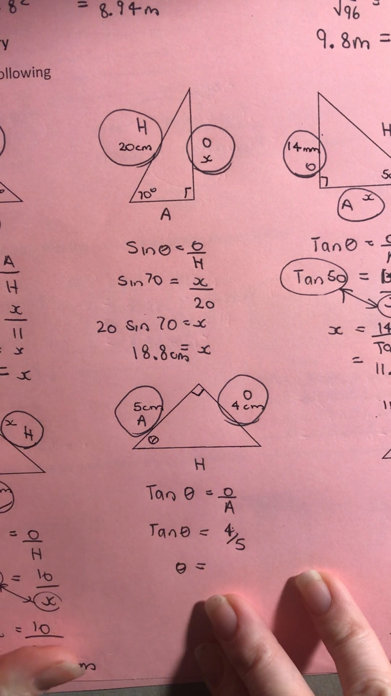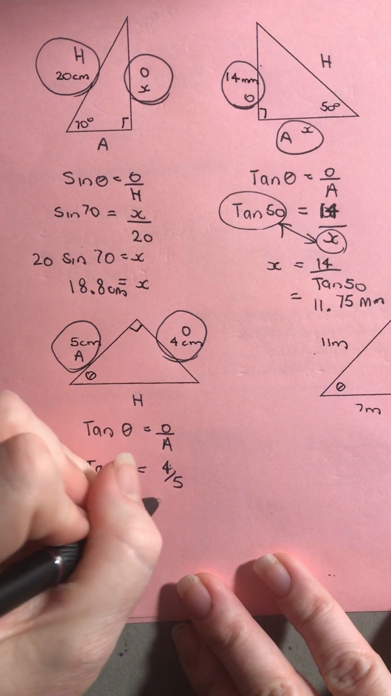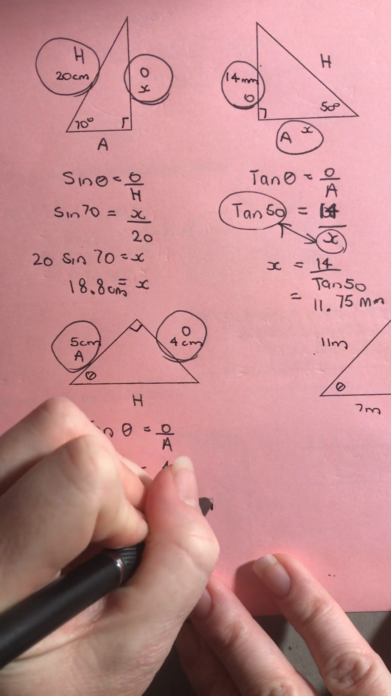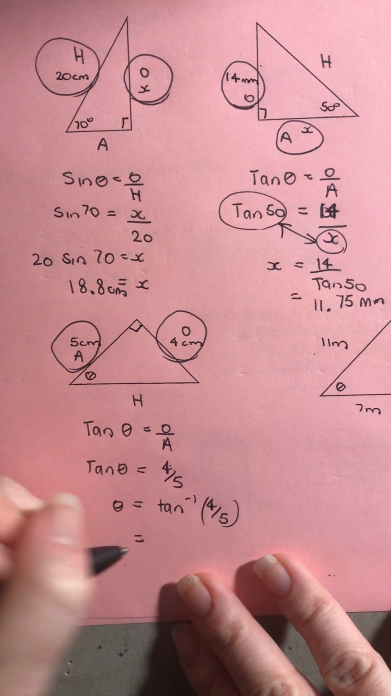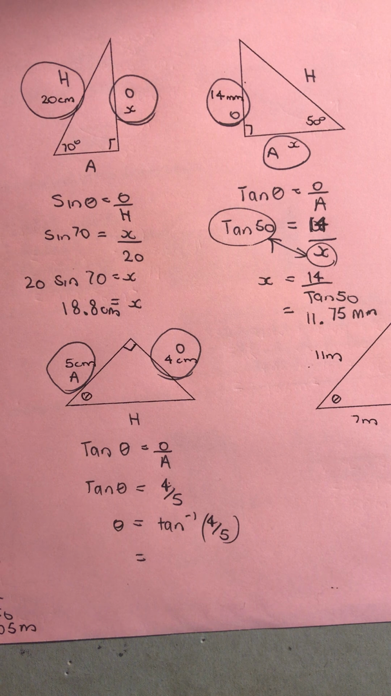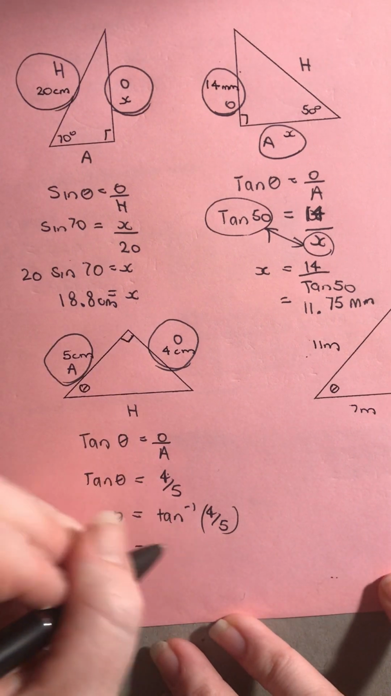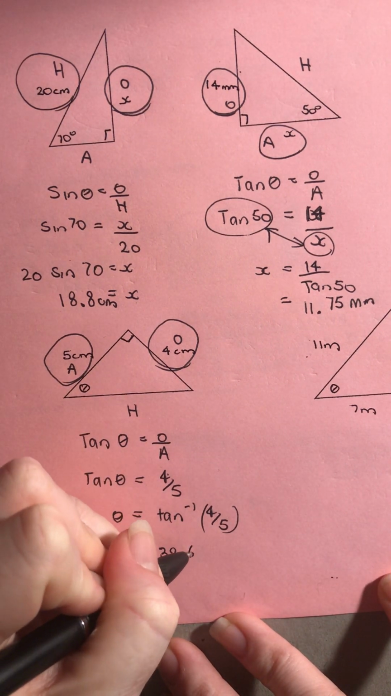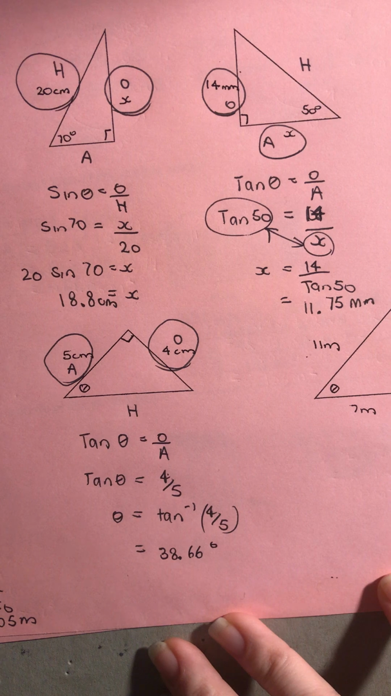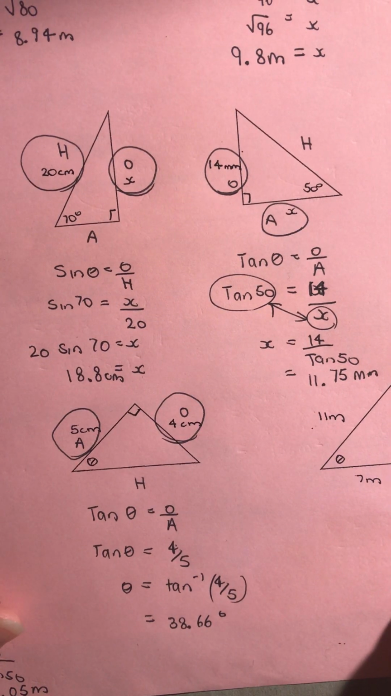Now here's where we do something a little bit different to what we've done in the other ones, is that we do tan to the negative 1 of 4 over 5. So when we're using that on our calculator, we're doing second tan, and we're typing in that fraction, 4 over 5, and so we get 38.66. And that will be degrees, because we've got the size of the angle in this one.